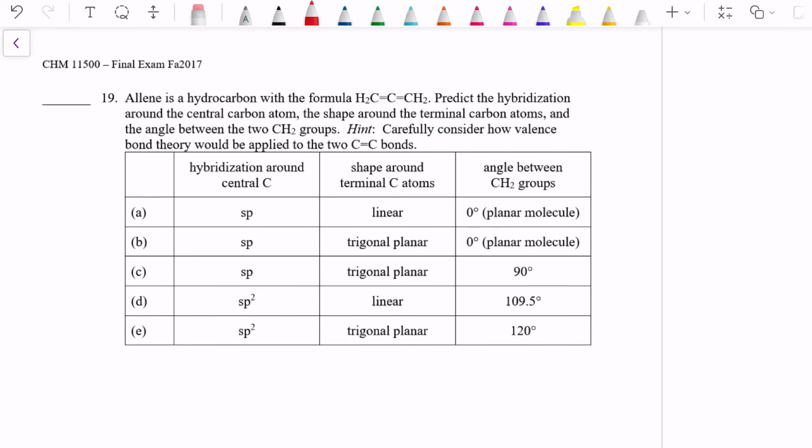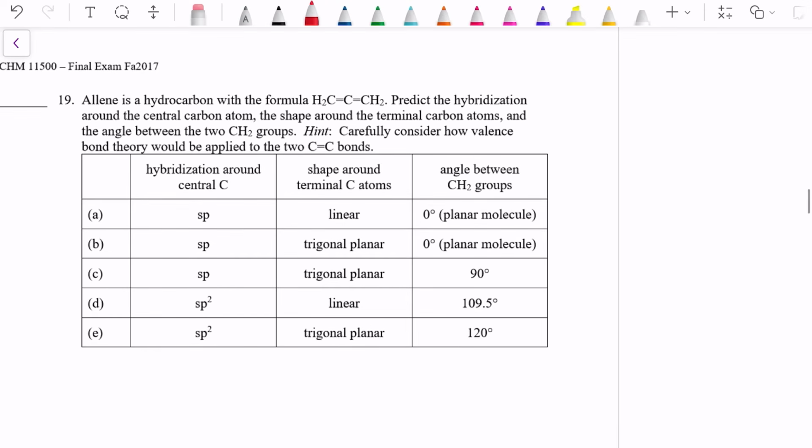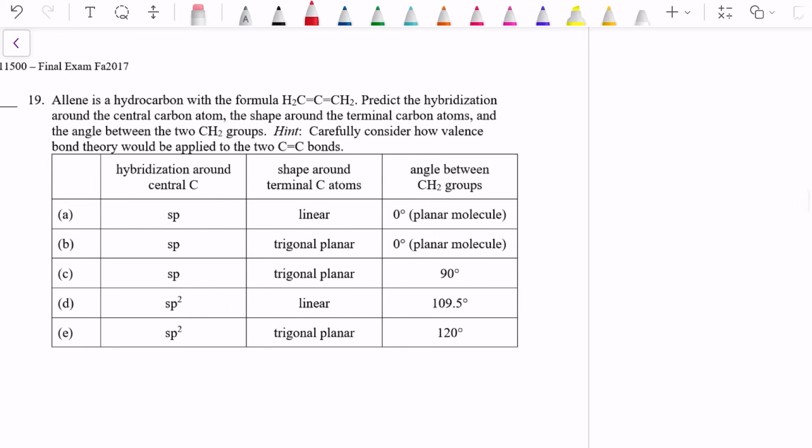19. Allene is a hydrocarbon with the formula of that. Predict the hybridization around the central carbon atom, the shape around the terminal carbon atoms, and the bond between the 2 methyl groups. Okay. First, let's draw out what this looks like. So we got 3 carbons. There's double bonds in between them. And then there's 2 hydrogens coming off each of the terminal ones.